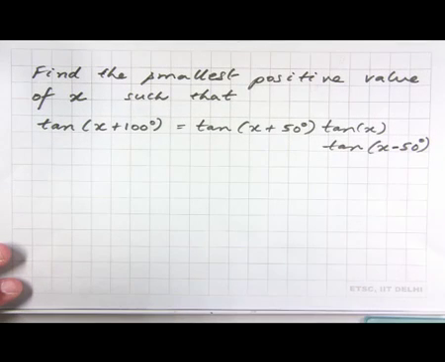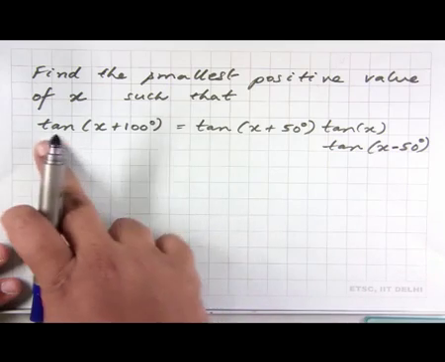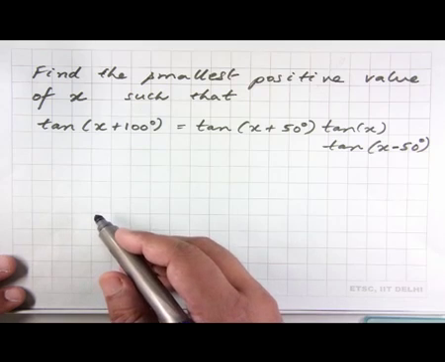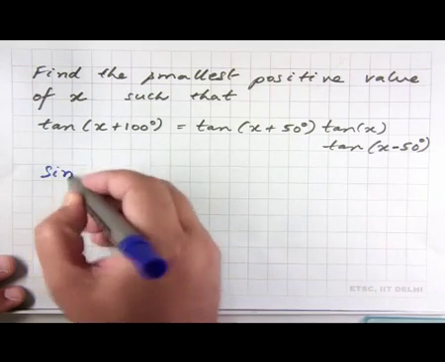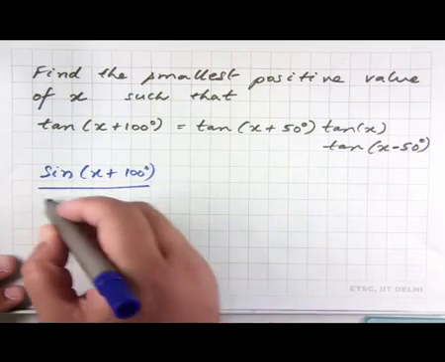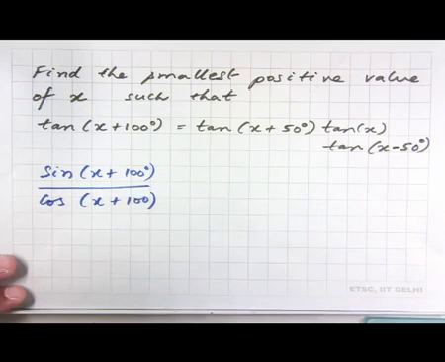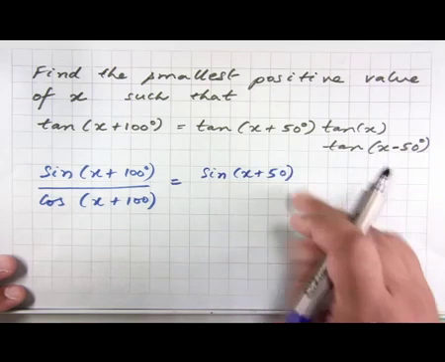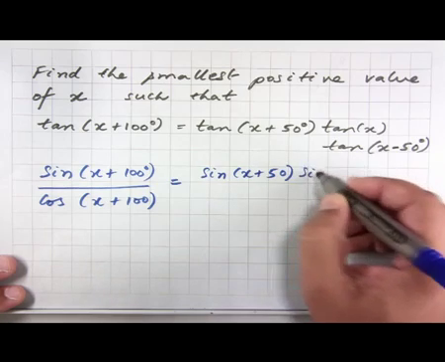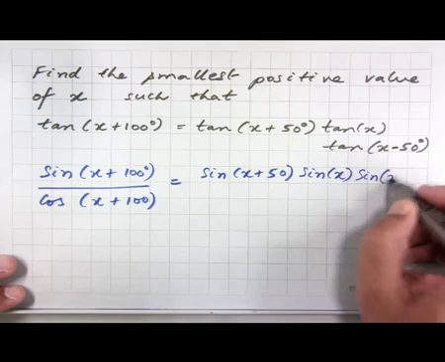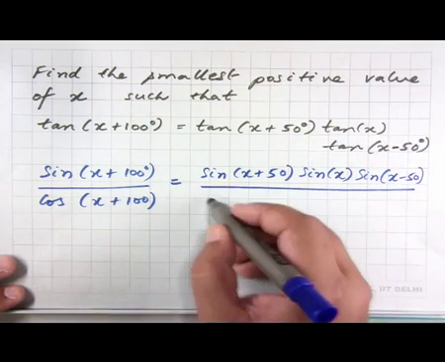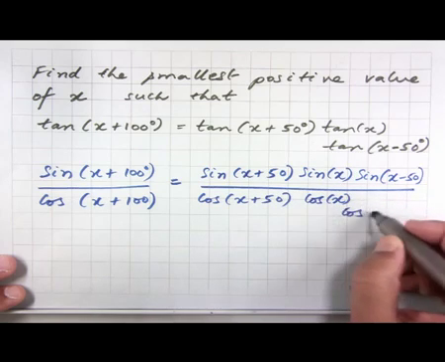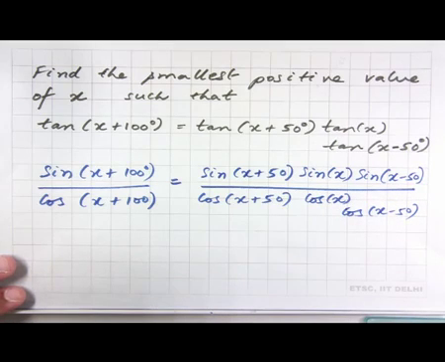So, in this problem we are asked to find the smallest positive value of x such that this trigonometric equation is satisfied. So, as again we write tan x as sin x by cos x, and therefore, this becomes sin(x plus 100 degrees) upon cos(x plus 100) is equal to sin(x plus 50). I am not writing degrees in the interest of time, into sin x into sin(x minus 50) divided by cos(x plus 50) cos x into cos(x minus 50), and then we multiply both sides.